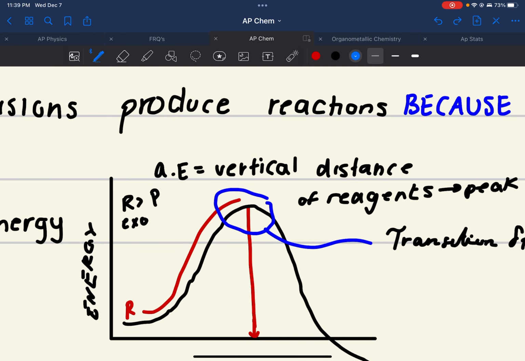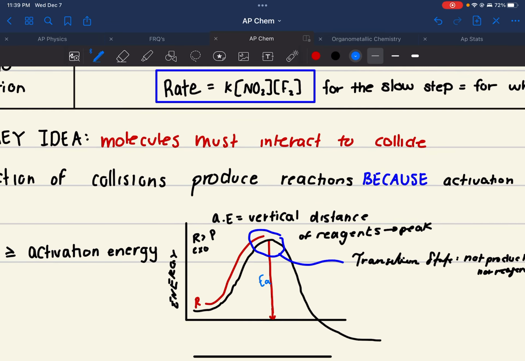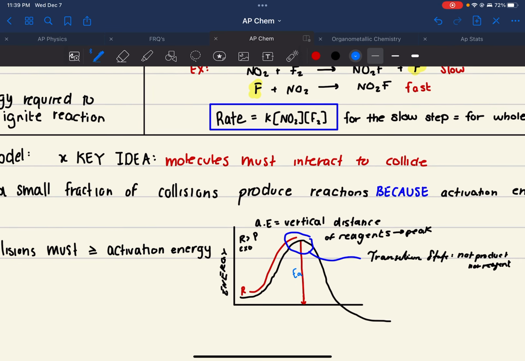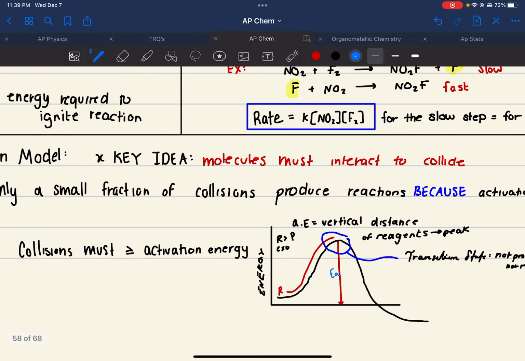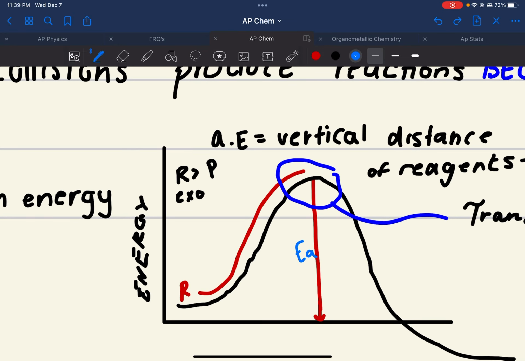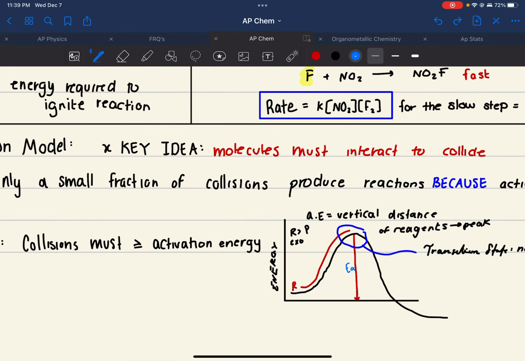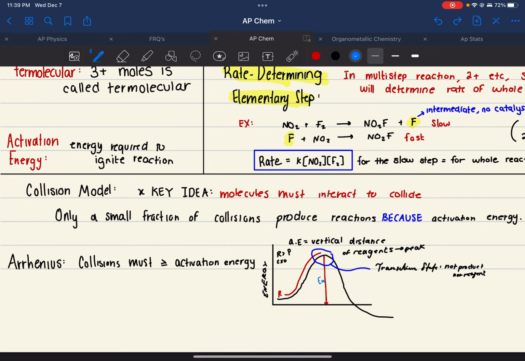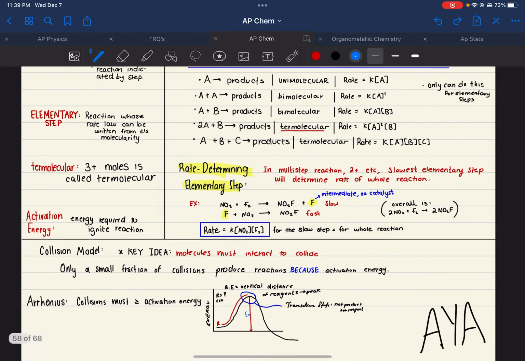Activation energy is the energy required to ignite the reaction. So basically, if you have this graph right here, your activation energy is right here, your transition state or your activated complex, whatever. In order for a reaction to occur, kind of like off the collision model, your energy must exceed this energy here or it won't occur. It could be equal to, but it must exceed or be equal to. And that is it.